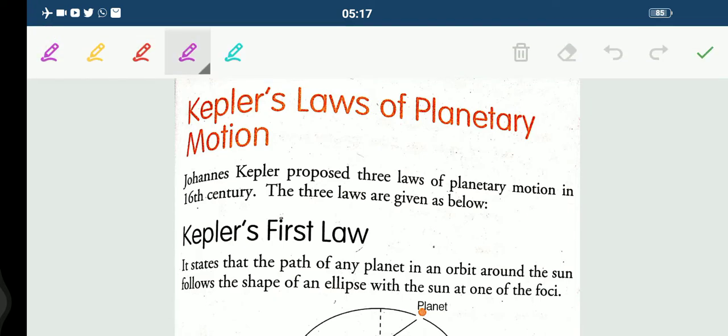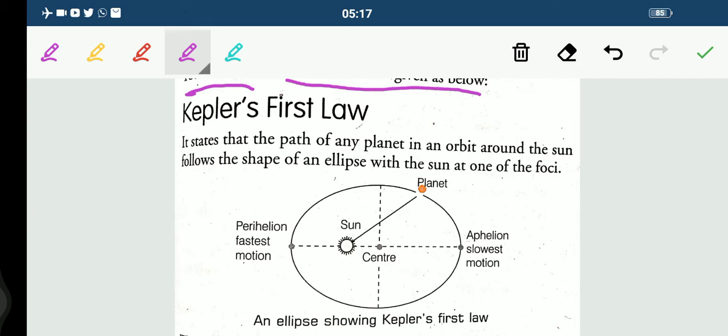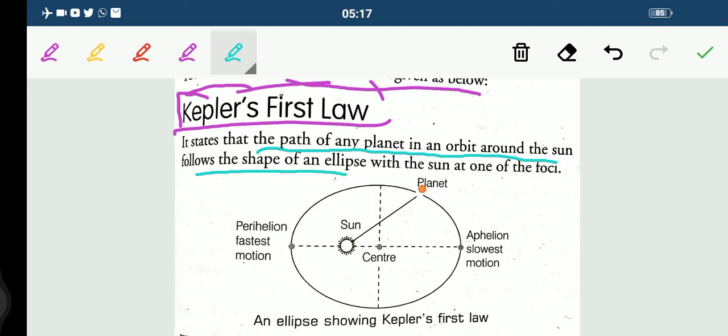See, so Kepler proposed three laws of planetary motion in the 16th century. The three laws are given as well. You all can see here. Now what Kepler's first law says. It states that the path of any planet in an orbit around the sun follows the shape of an ellipse.